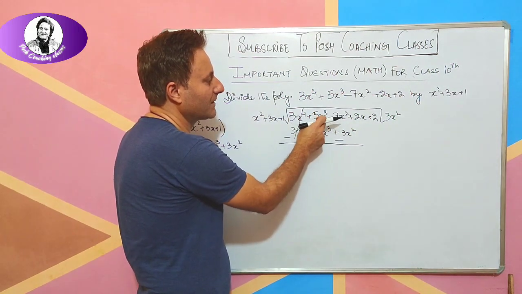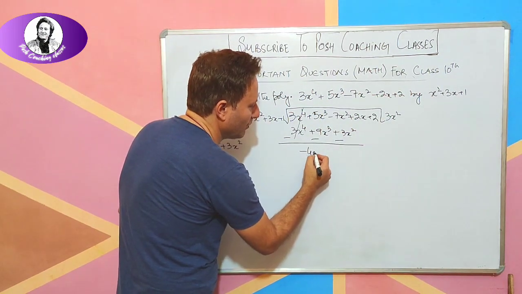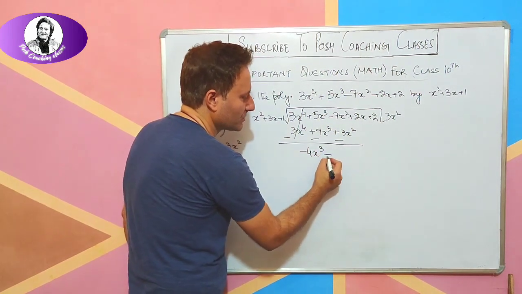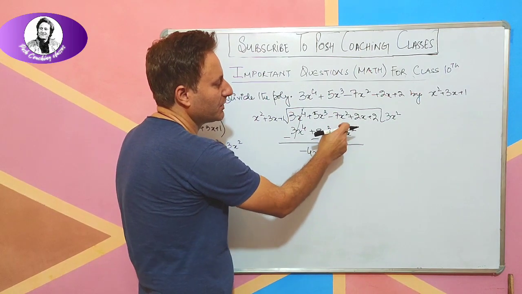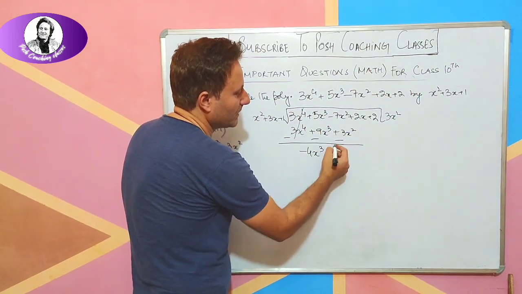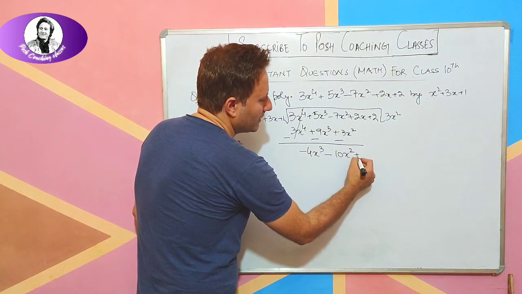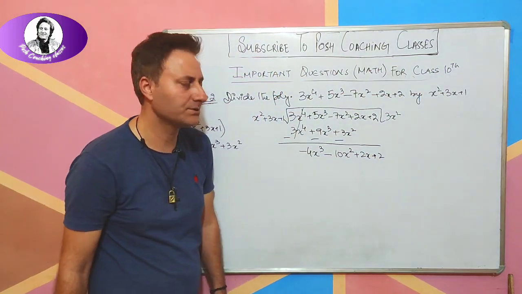So 5x cubed minus 9x cubed becomes minus 4x cubed. Now we have both signs in minus, so the sign remains as minus and they get added. 7x squared minus, both are negative, so we add them. It is 7 and 3 becomes 10x squared. Then we have 2x plus 2. I hope you got this.